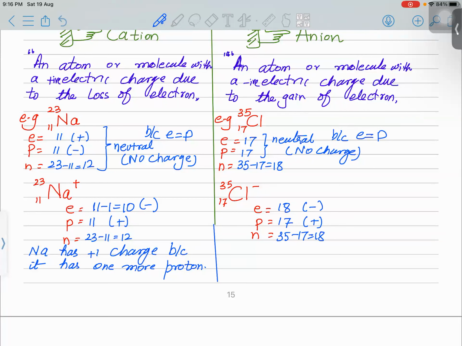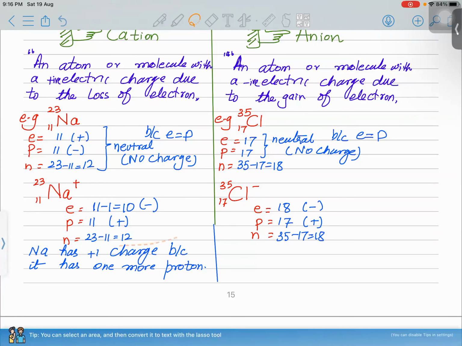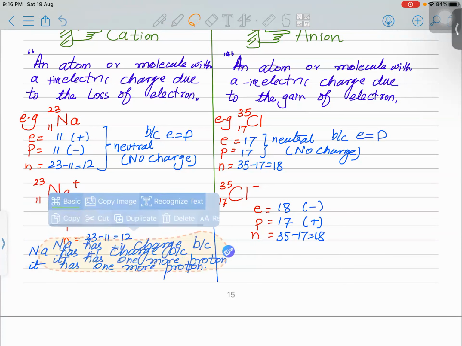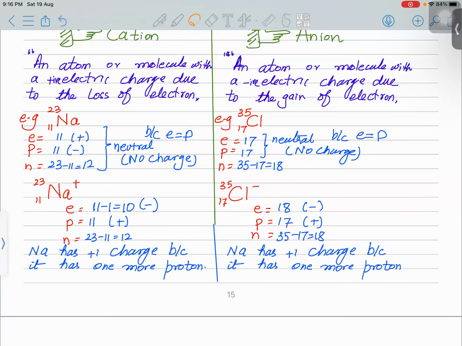So negatively charged, positive charge. Which one is in higher amount? Negative charge. So chlorine has minus 1 charge because it has one more electron.